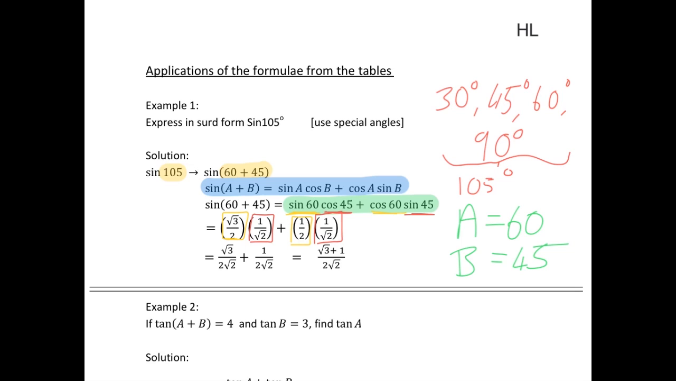Then we just multiply these expressions to end up with root 3 over 2 root 2 plus 1 over 2 root 2. And since these two parts have the same denominator, we can just add the tops together to get our final answer of root 3 plus 1 all over 2 root 2.